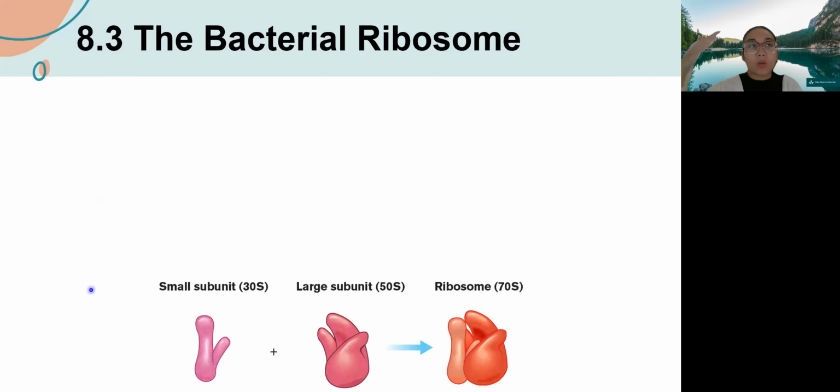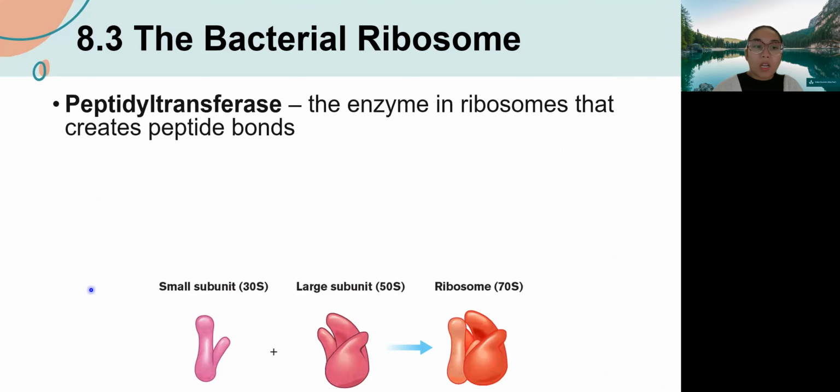So as you can see, we're getting closer and closer to talking about protein synthesis. And so the ribosome in bacteria is very unique. It has this peptidyl transferase activity. So that means that that's the enzyme portion of the ribosome that creates the actual peptide bonds. So that's super important. The bacterial ribosome has two subunits.